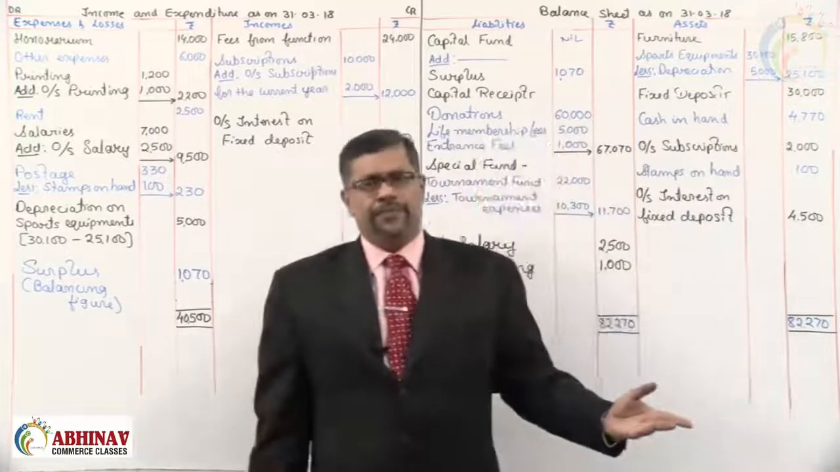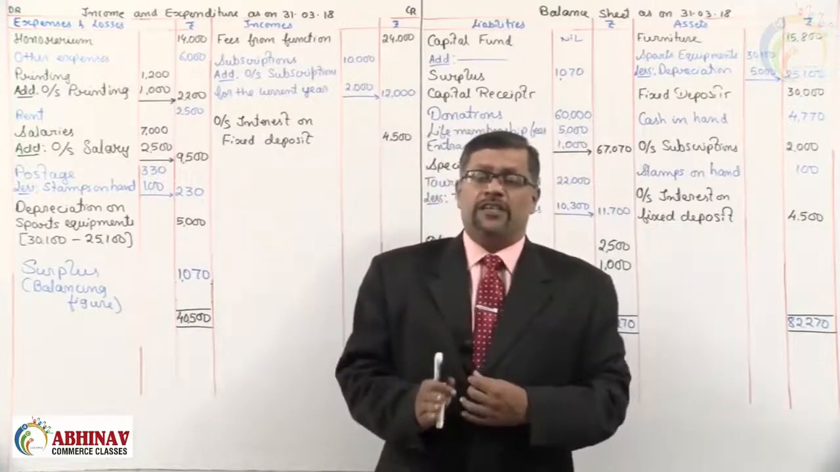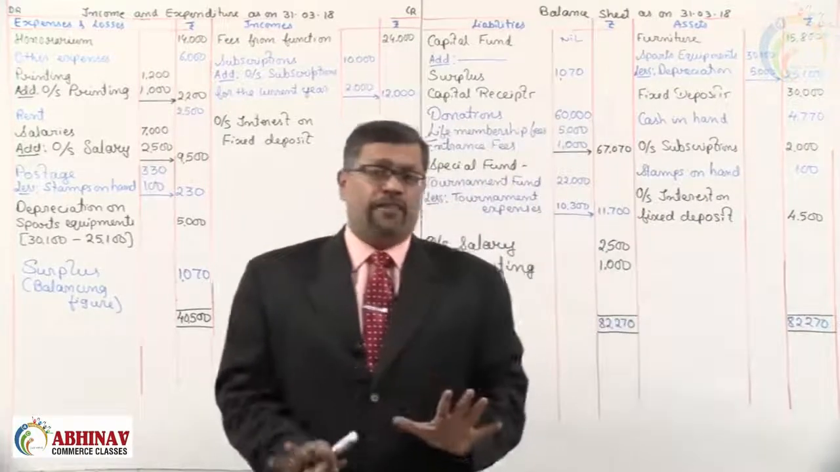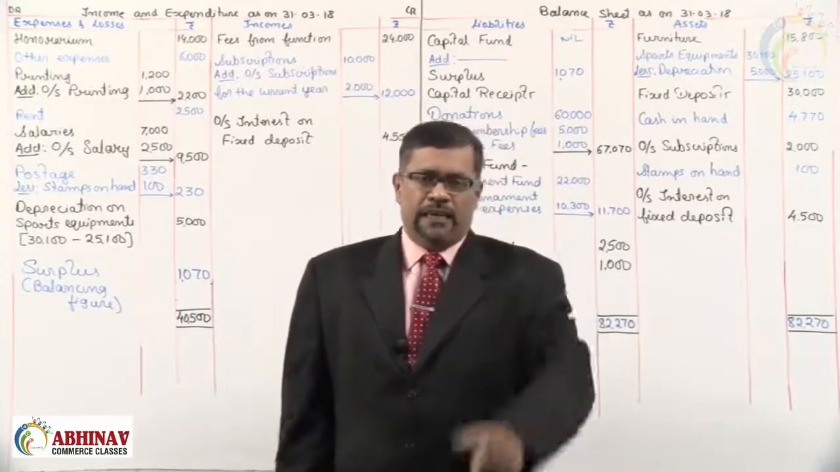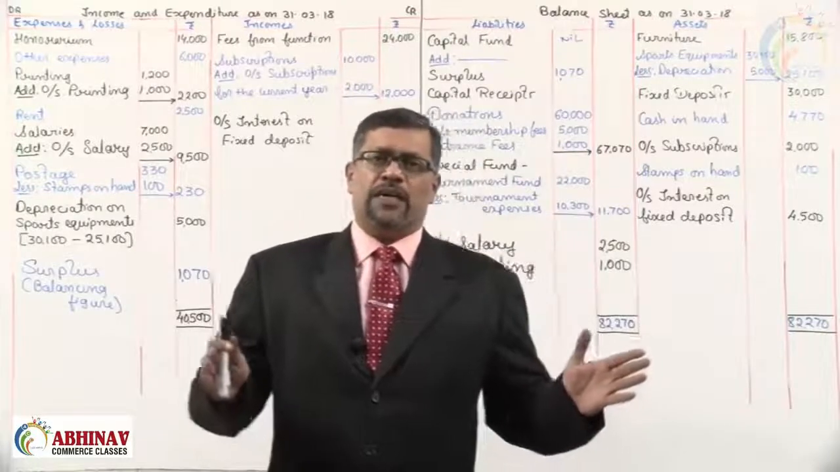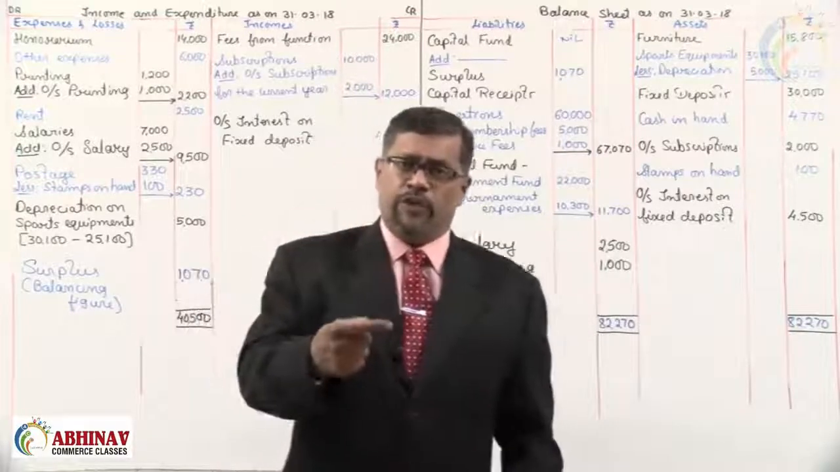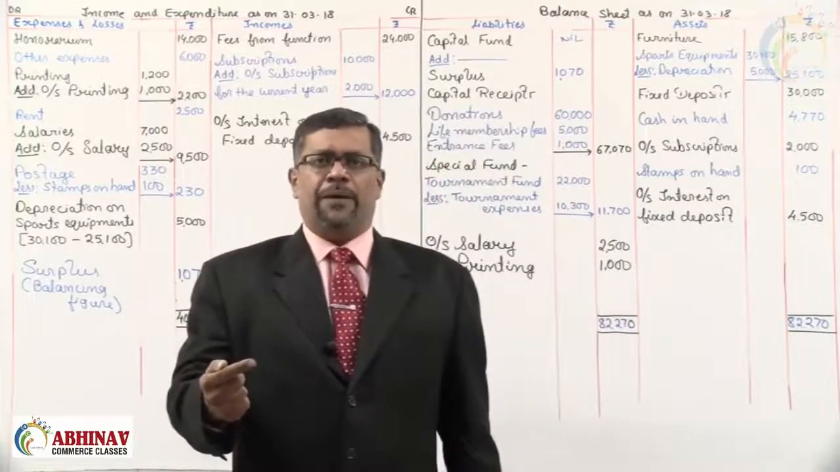Balance sheet should tally. This is how we prepare income and expenditure and balance sheet, for which we require capital and revenue bifurcation very neatly. In this video, we have solved a problem on income and expenditure account and balance sheet. In the next video, we'll solve one more problem on income and expenditure account and balance sheet.